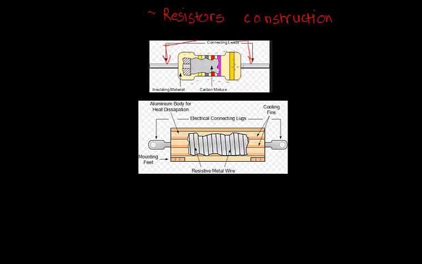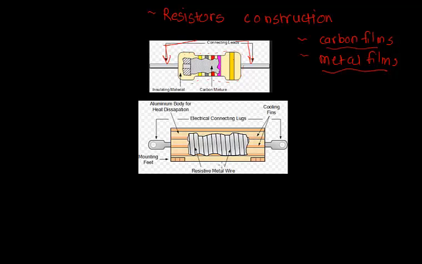So like I said, a resistor can be made up of carbon films. Most of the resistors are made up of carbon films. They can also be composed of metal films. So these are the most widely used materials to make resistors. Like I told you, the leads can be made up of electrical connecting lugs.